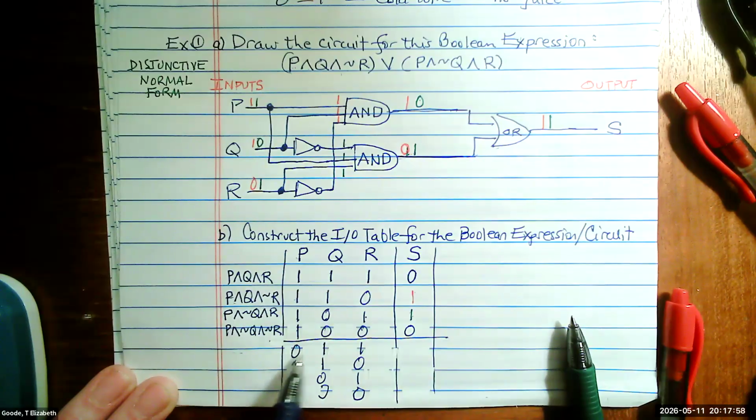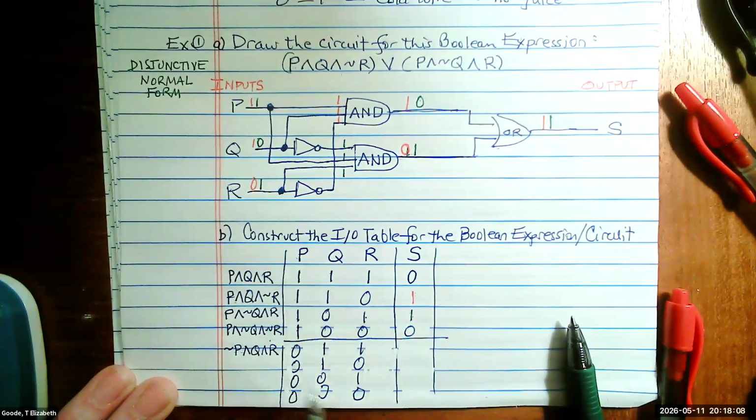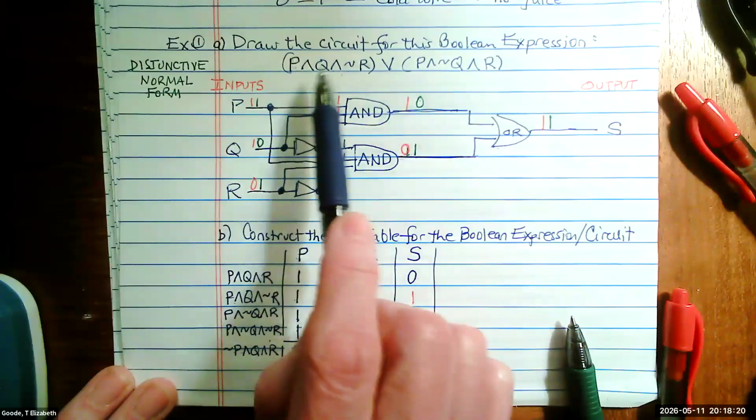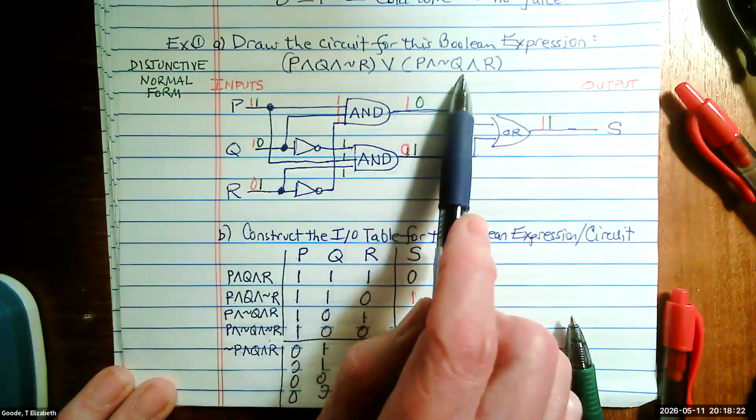What about the fifth row? What's the expression for the fifth row? Not P and Q and R. Good. And what should the output be for that row? Give me 1 second, I'm just looking. Is it going to be 0? Yeah, because we don't have those in the expression.